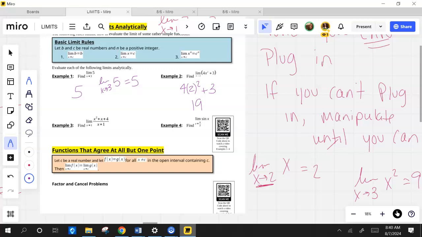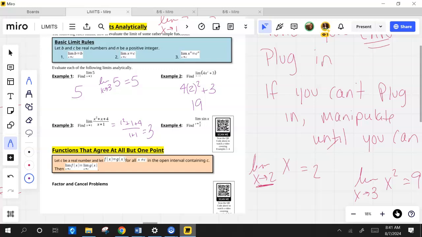Number three. You do number 3. I always start by plugging in. Yeah, plug it in. Well, you might get an undefined, and I'll show you. All right, so 1 squared plus 1 plus 4 over 1 plus 1, so 6 over 2.